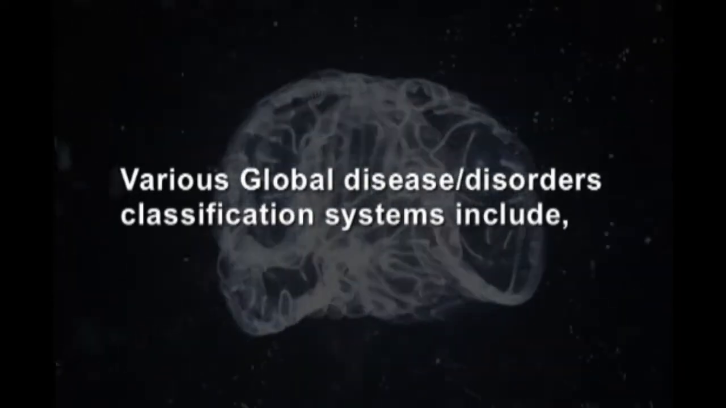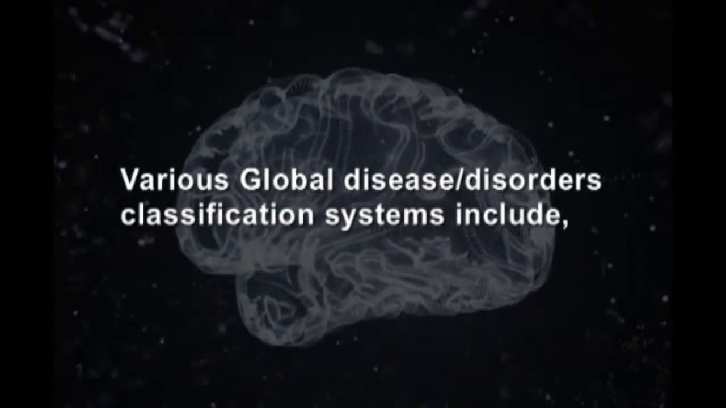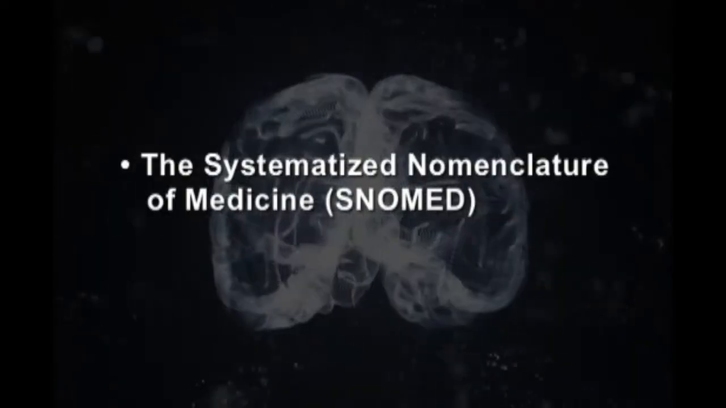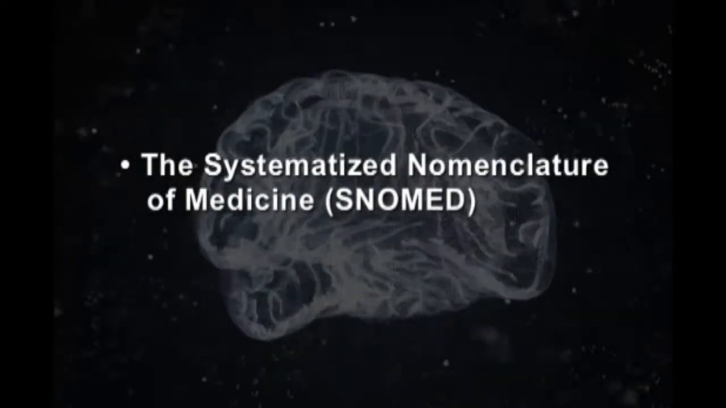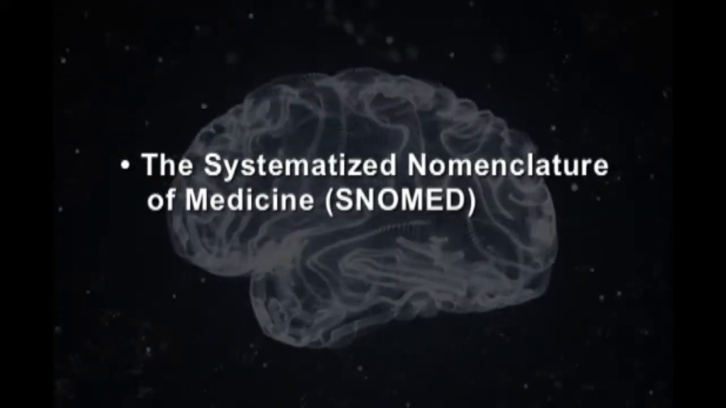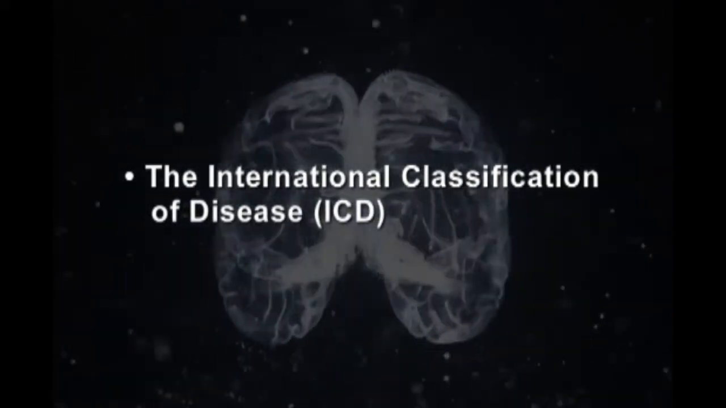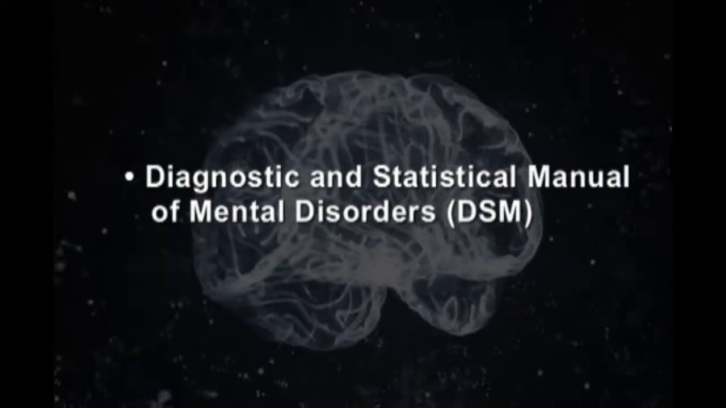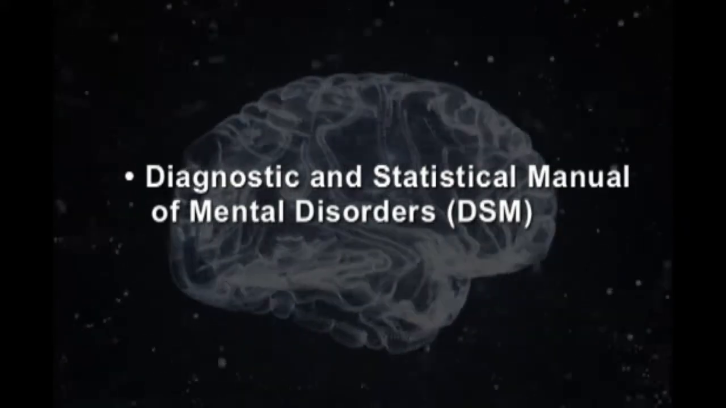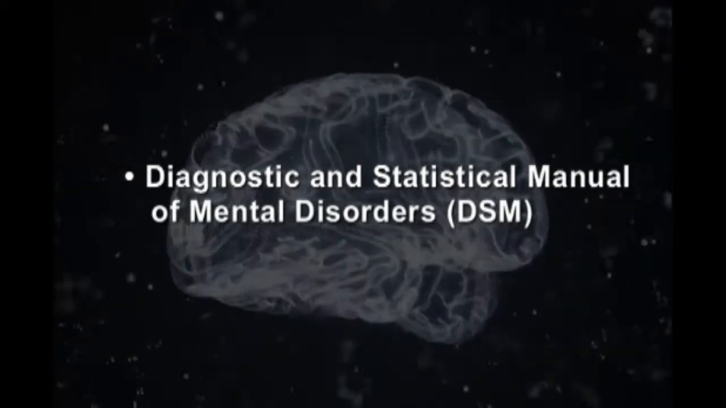Various global disease and disorder classification systems are seen across the globe. Some of them I am going to mention to you. One of them is the Systematized Nomenclature of Medicine, SNOMED it is called, and then the remaining two that I am going to mention immediately are what we are concerned with at the moment: the International Classification of Disease, or ICD, and the Diagnostic and Statistical Manual of Mental Disorders, or DSM. These two are what we are going to deal with today.